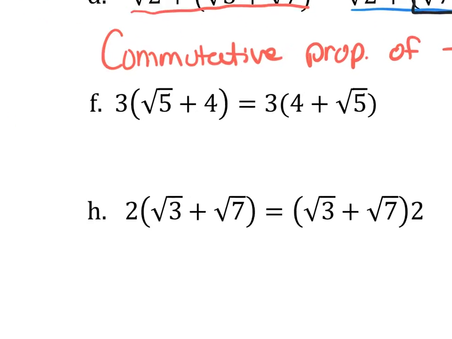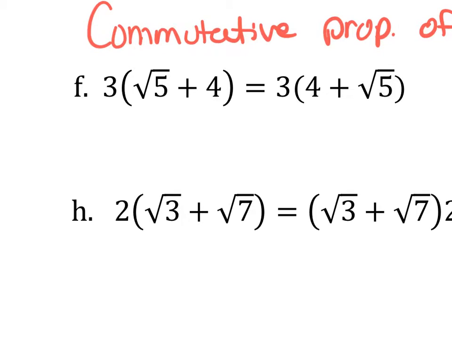Okay, letter F. What was different for this one going left to right? The order of the stuff in the parentheses. Square root 5 plus 4 changed to 4 plus square root 5. So when the order flips, that's commutative, and the numbers that flipped were being added. So it would be the commutative property of addition.